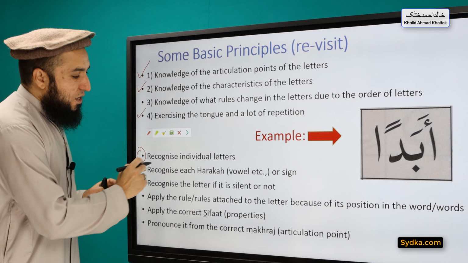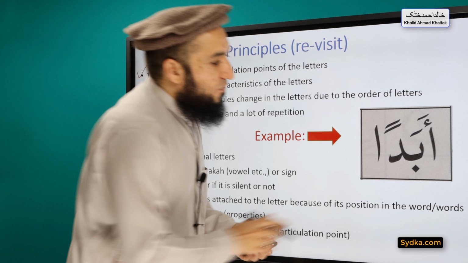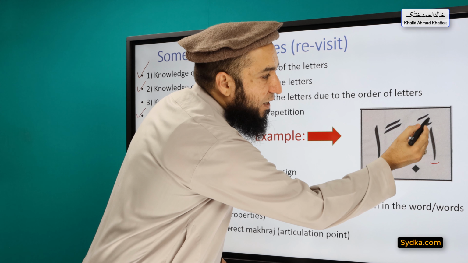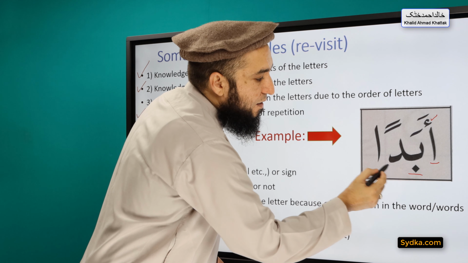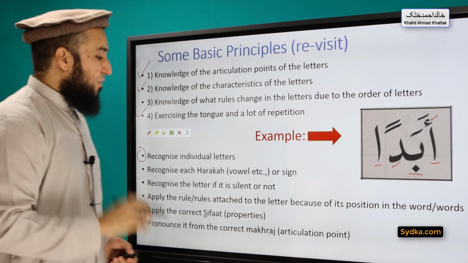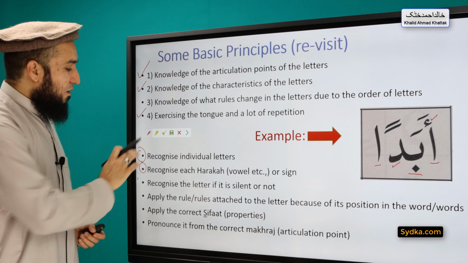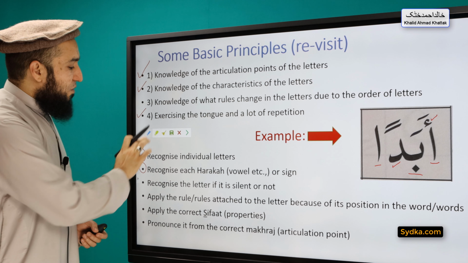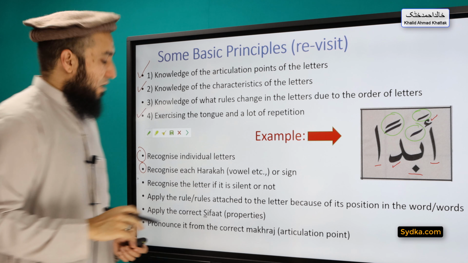So the first one is recognizing individual letters. If we go to here, the first one is alif, second one is hamza, third one is ba, next one is dal, and the final one is alif. So we recognized individual letters, step 1. In step 2, we recognize the harakat that are used. So the signs would be here. That's fatha, fatha, fathatain. So we recognize the harakat.